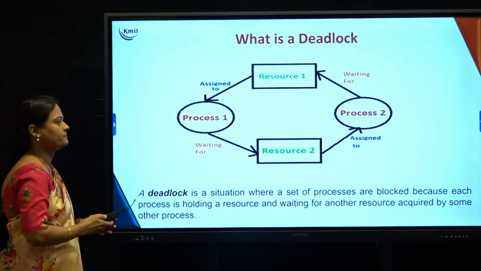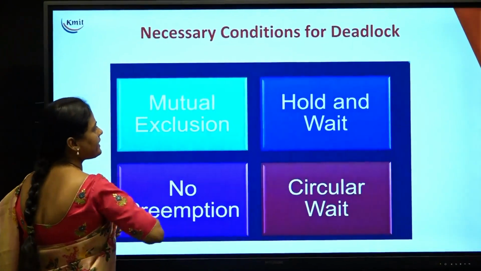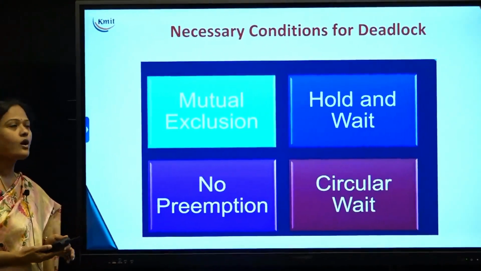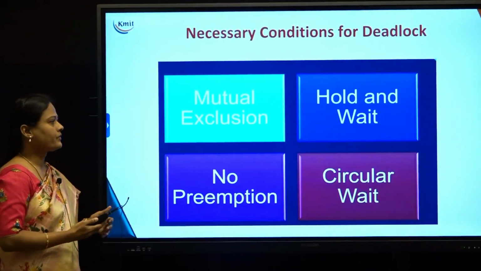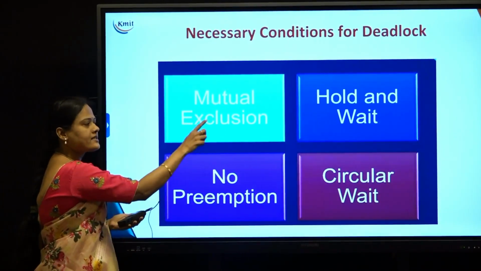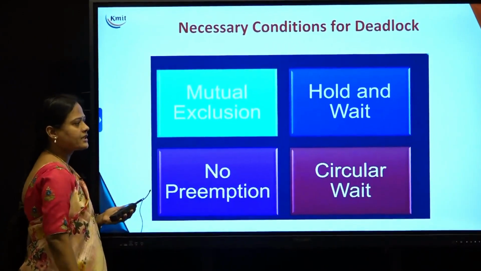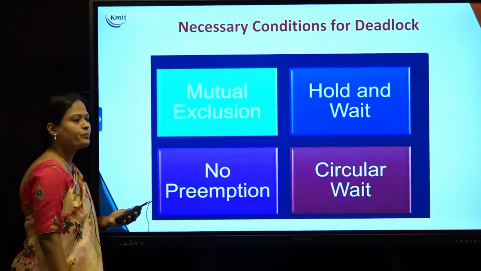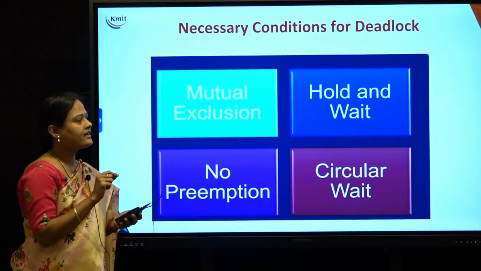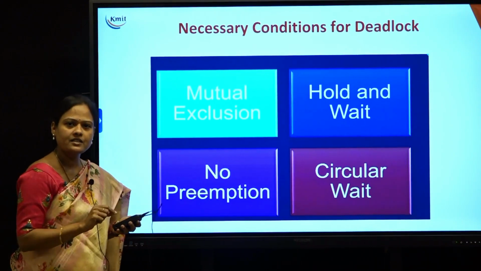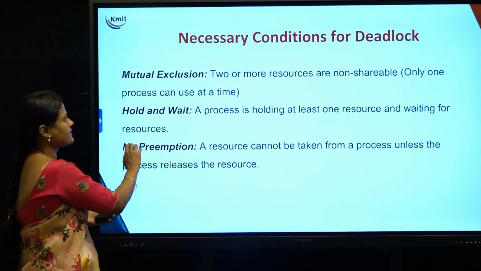As we have seen what a deadlock is and some examples, we will see what conditions are required for a deadlock to occur. These are the 4 necessary conditions for a deadlock to occur: mutual exclusion, hold and wait, no preemption, and circular wait. As I told you, these are necessary conditions. All these 4 conditions must be present if a deadlock occurs.